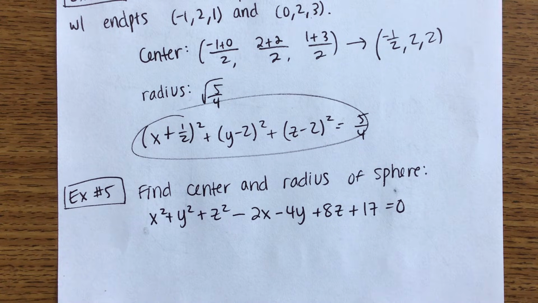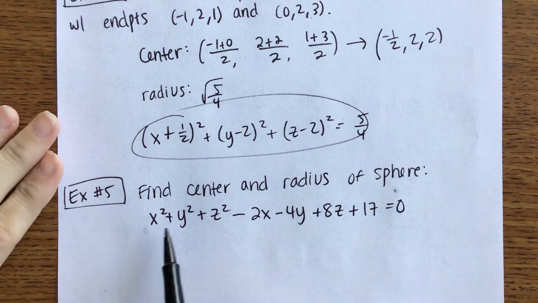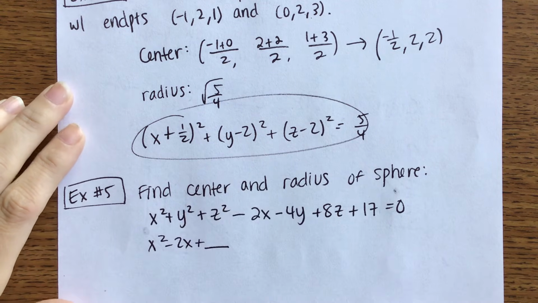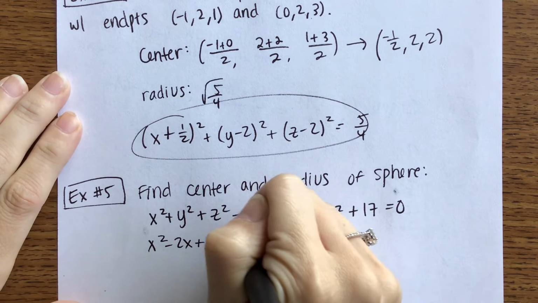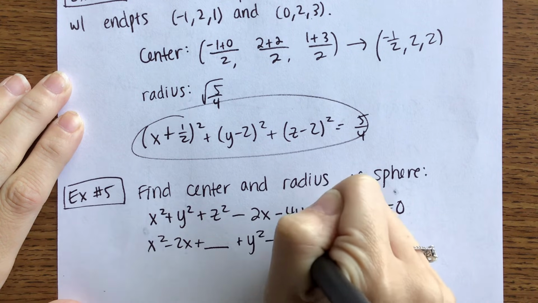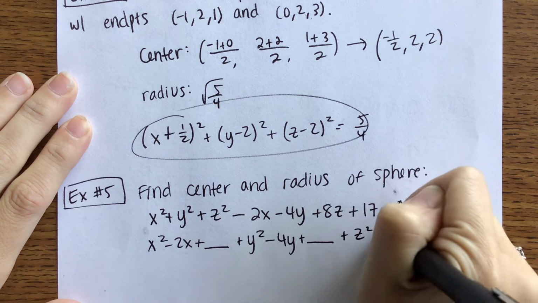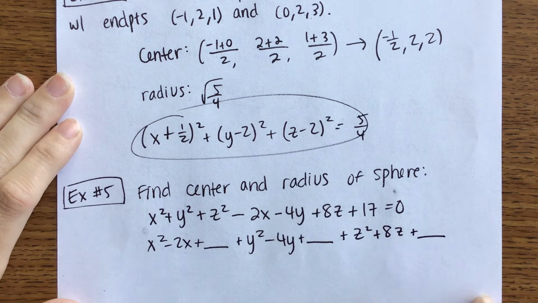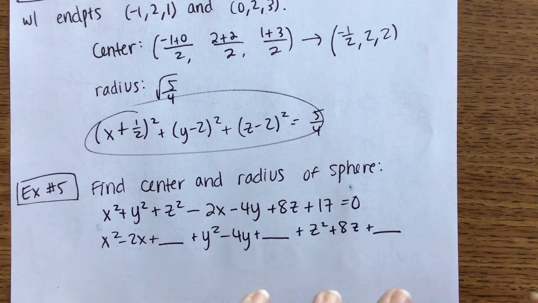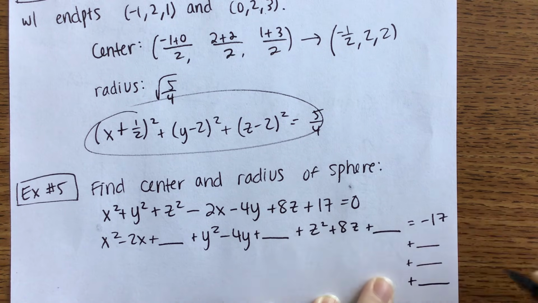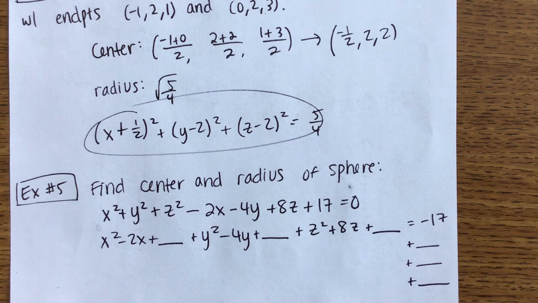Okay, do we remember doing this with circles? Okay, what is the process? Completing the square. Okay, I'm going to get all my x's together. So I have x² - 2x. I'm going to have to complete the square for x. Then we have y² - 4y. We're going to complete the square for y. And then z² + 8z. Again, completing the square. That 17, I'm going to move over because I don't need it. Remember, when you complete the square, whatever you add to the left side, you're going to add to the right side as well.